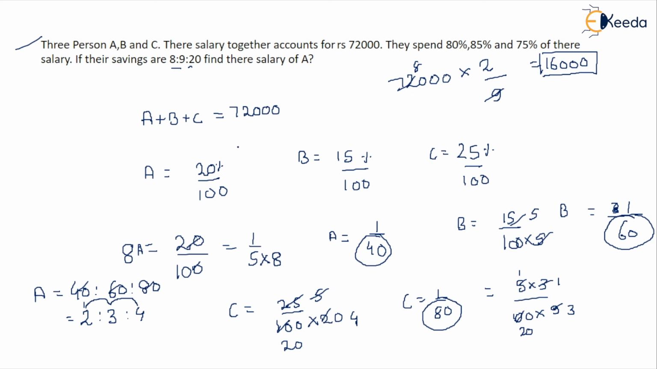Okay, so what we have to do first is find out the actual savings. Whatever they spend, the leftover is saving. Then we equate it with the ratio of their savings. After equating with the ratio of savings, we get the actual values of their salaries. And when we find that they can all be divided by 20 because it is common among them, this comes out to be this ratio, and from this ratio we find out the salary of A. Hope you all get a clear idea about it.